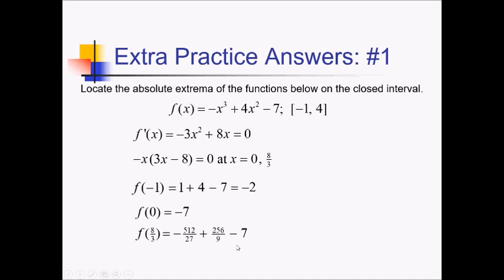Okay, still a mess. We don't necessarily have to simplify, but it's hard to tell how this compares to anything else unless we actually do combine all of this into one big number. So I'm going to get a common denominator. This -512 over 27, I'm going to leave the way it is. But 256 over 9, I'm going to multiply that by 3/3.